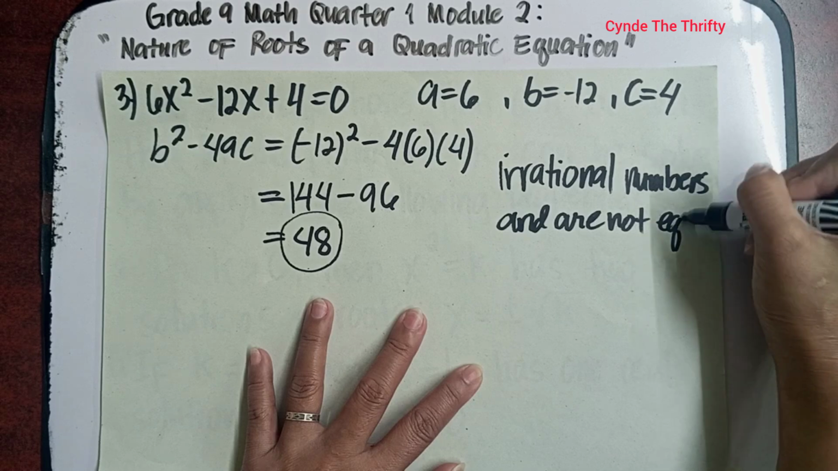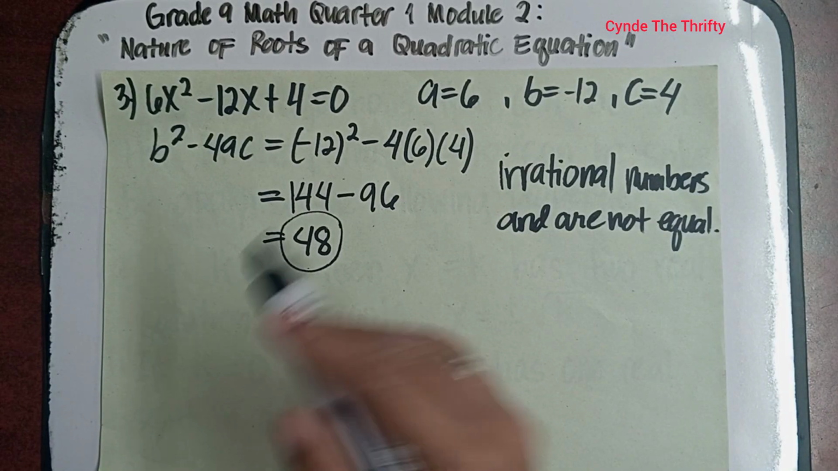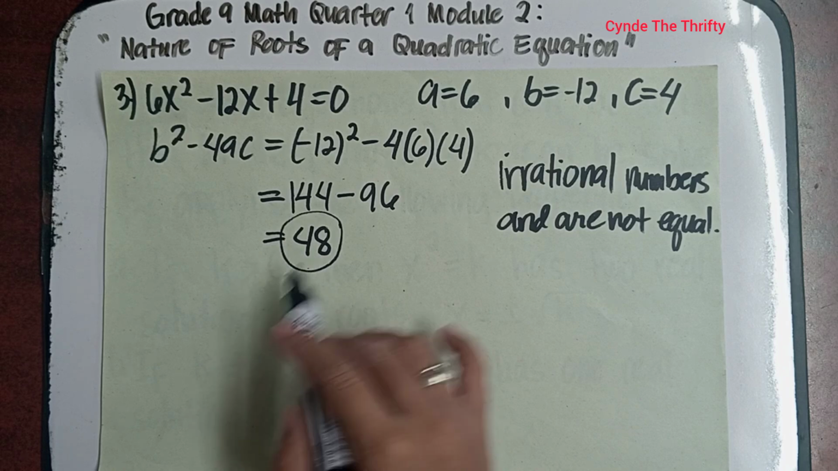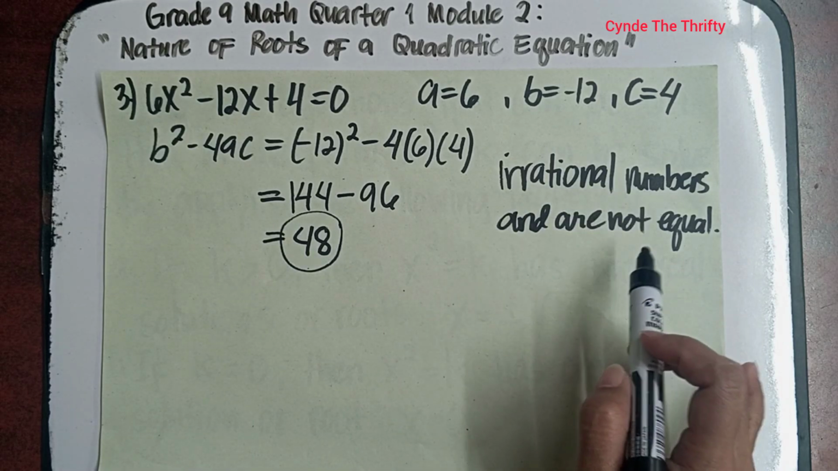Okay, so ito yung nature of roots natin. Dahil 48 siya, greater than 0 siya, pero hindi siya perfect square. So, ang nature of roots niya is irrational numbers and are not equal.